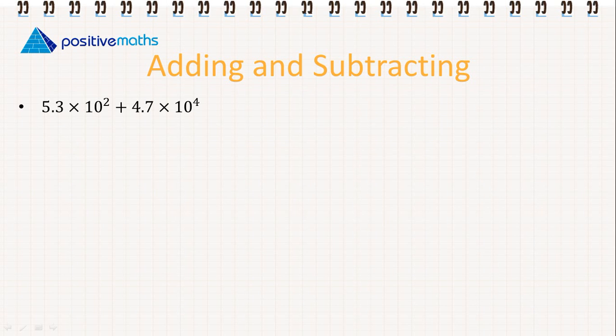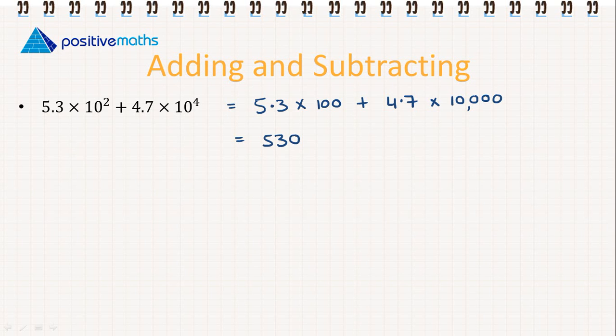Okay, so we have an example here where we have two numbers written in standard form. 5.3 by 10 to the power of 2 and 4.7 by 10 to the power of 4. And we need to add them together. The first thing we're going to do is expand both numbers. So 5.3 by 10 to the power of 2 is the same as 5.3 by 100. And then we have 4.7 by 10,000.